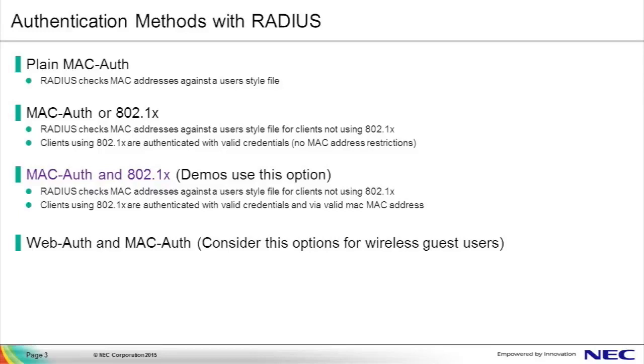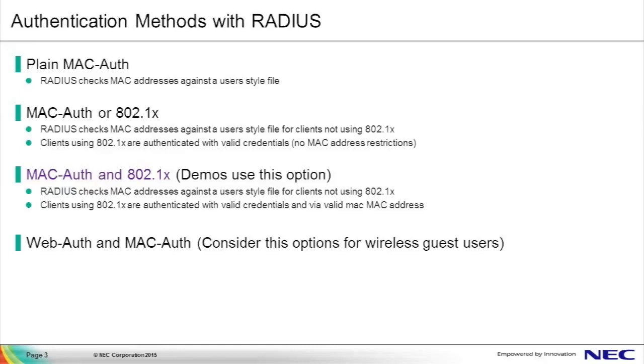There are a handful of authentication methods supported by Radius. First, we'll cover plain MAC authentication. In this scenario, hosts don't support the 802.1x protocol, so MAC addresses must be known and configured in the Radius server beforehand so users may get access to network resources. The second scenario is where either 802.1x or MAC authentication may be used, and this scenario is pertinent when some hosts have an 802.1x client and others don't.